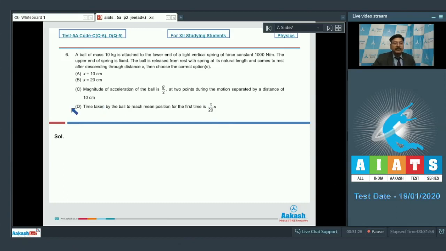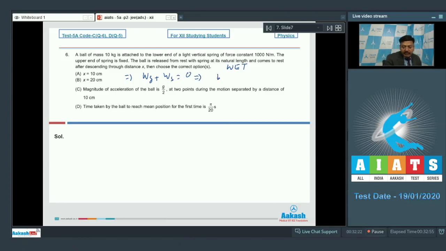Well, obviously the question involves the concepts of work, energy and power as well as oscillations. It's a spring ball system. So to find the value of x, we apply the work energy theorem. Applying the work energy theorem, WET, gives us work done by gravitational force plus work done by spring force at maximum elongation when the ball has come to rest, equal to change in kinetic energy. Final kinetic energy is 0, initial is also 0, so the change is 0.